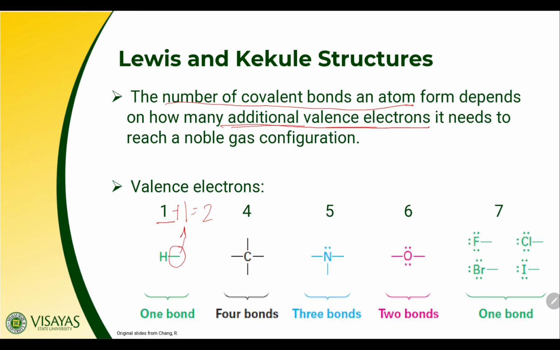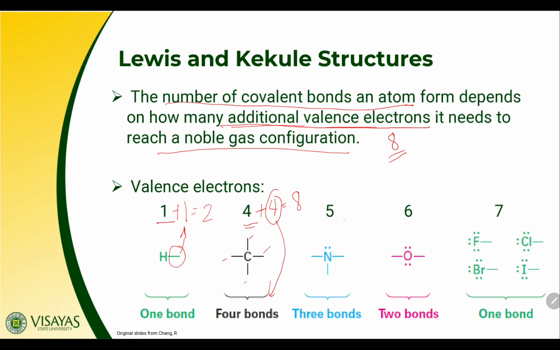Carbon, on the other hand, has 4 valence electrons. To reach a noble gas configuration of 8 valence electrons, since carbon has 4 valence electrons, it will need 4 more to reach an octet. That is why carbon will form 4 bonds: 1, 2, 3, 4.